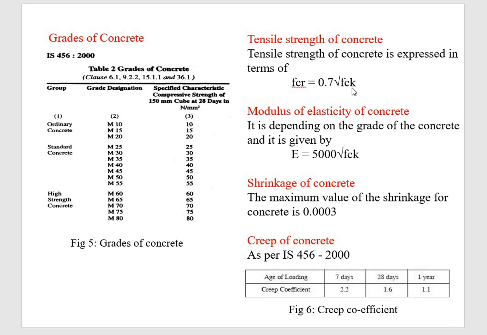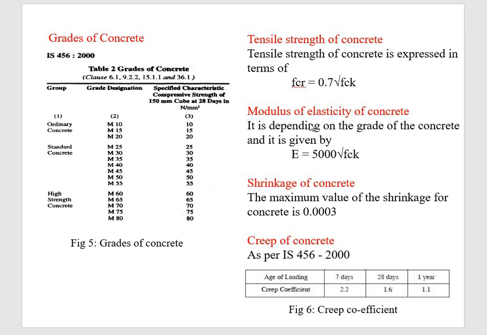That is nothing but the characteristic strength of the concrete. This fck is characteristic strength of concrete, that is M10, M20, M15, M25. Depending on the grade of concrete, this fck will keep on changing. So using this we can calculate these formulas, and these are the standard formulas available in the code book.